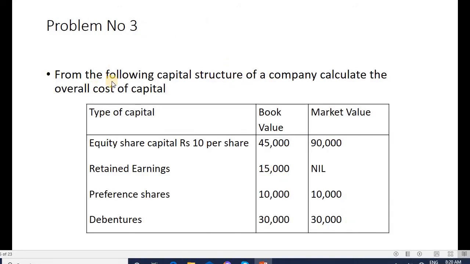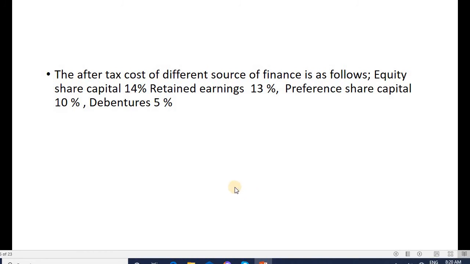Next, problem number 3. From the following capital structure of a company, calculate the overall cost of capital. Equity share capital of rupees 10 per share is 45,000. Book value, market value is given. Retained earnings, book value is given and market value is nil. Preference share 10,000 and 10,000. Debentures 30,000 and 30,000.